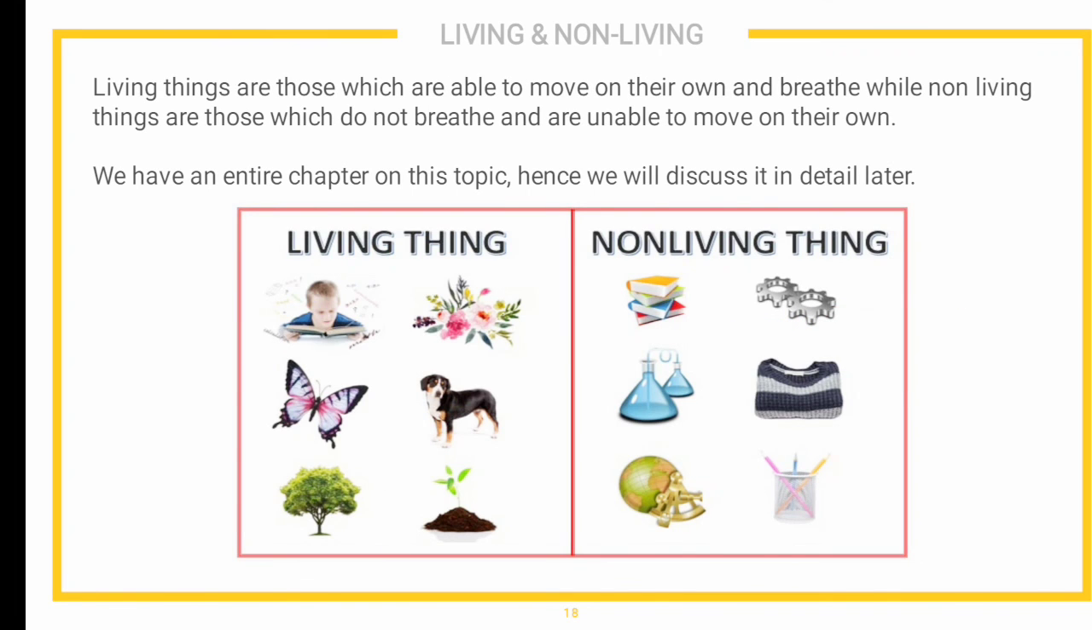Next, and the last one, is living and non-living. We will have an entire chapter on this. Living things are those which are able to move on their own and breathe, while non-living things are those which do not breathe and are unable to move on their own. In the examples here, a boy, flowers, butterfly, dog, tree and plant are living things. Non-living things are your books, your metallic objects, your glasses, flasks, your clothes, the globe, the pencil holder. These items do not move, they do not breathe, so they are called non-living things.